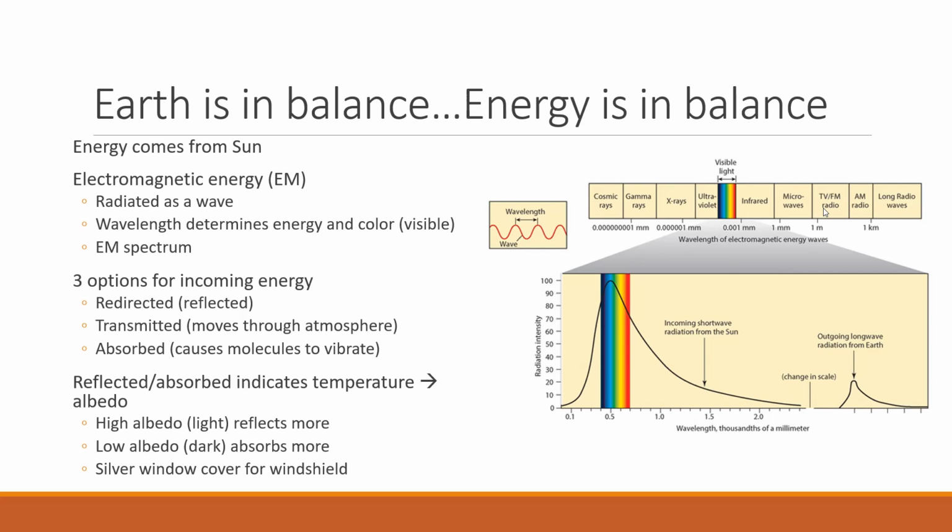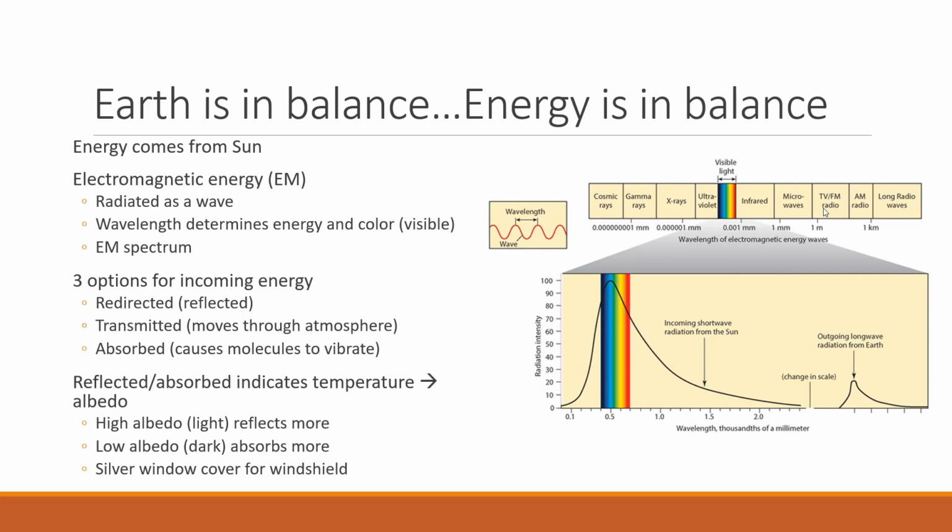We have three options for incoming energy. It can be redirected or reflected. It can be transmitted, which means it makes it through the atmosphere. And then it can also be absorbed. It can be absorbed in many places. Absorption means that it causes the molecules to vibrate. The ratio between reflected and absorbed is called the albedo, and it's going to be an indication of temperature.